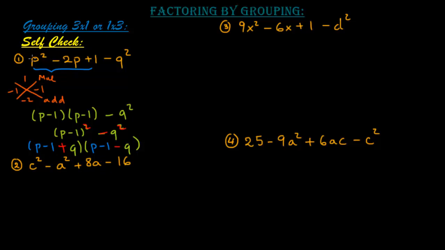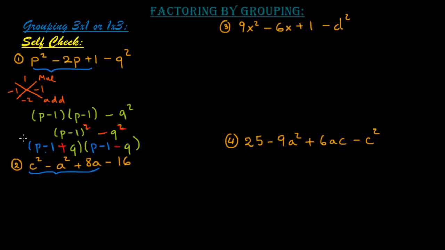And that's the answer for problem 1. Now problem 2, we have c squared minus a squared plus 8a minus 16. So if I do grouping 3 by 1, then you see that it doesn't make sense. To be able to do grouping 3 by 1, you will have a variable squared. The next term is the variable by itself, and the last term doesn't have any variable.